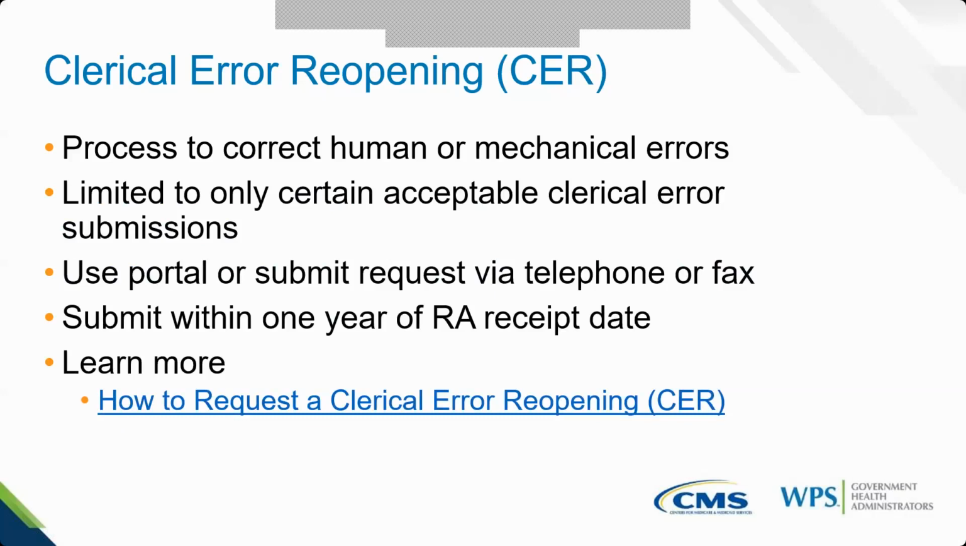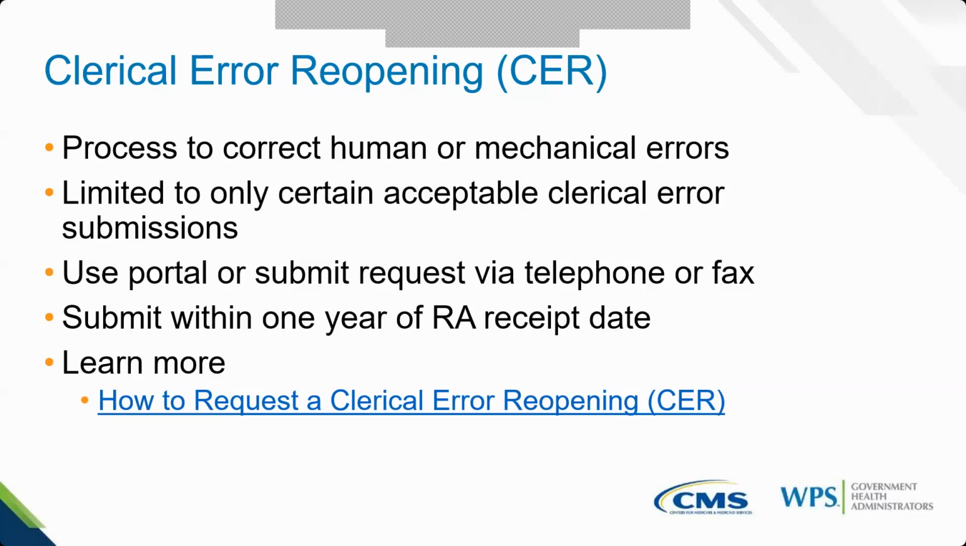Your handout includes the link to a wonderful resource. It's titled How to Request a Clerical Error Reopening. And I called it wonderful because it really includes a lot of great information. It provides examples of acceptable clerical error submissions, such as a mathematical or computational mistake. Perhaps there was incorrect data entry, computer errors, or maybe a transposed procedure or diagnostic code. So there are examples of acceptable clerical error submissions, but there's also some great examples of what cannot be processed as a clerical error reopening on that resource, shown there in the very last bullet on this slide.